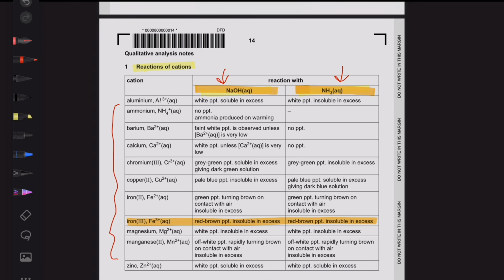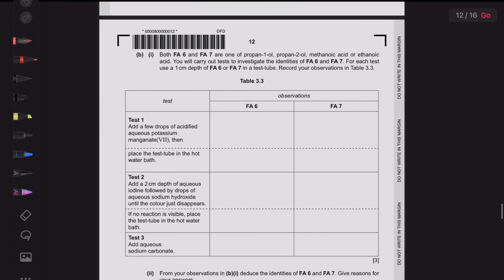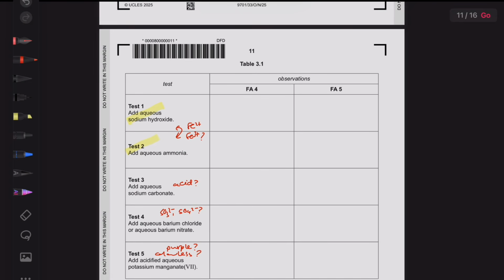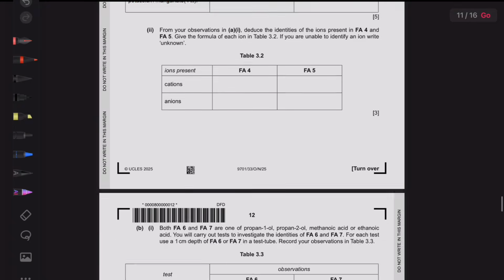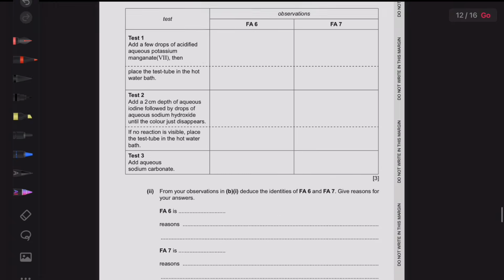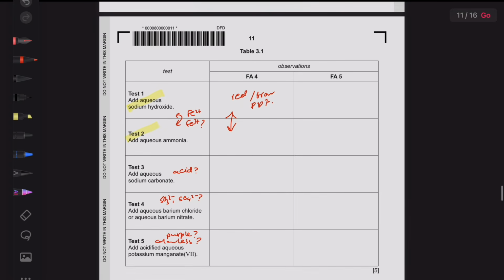So when we produce an observation, we can then come to a conclusion based on our table. In this case, I believe we had a red-brown precipitate in these 2. And if we go to our table, that must mean that we have Fe3+ ions, right? So we can exclude Fe2+ ions in this case, okay?